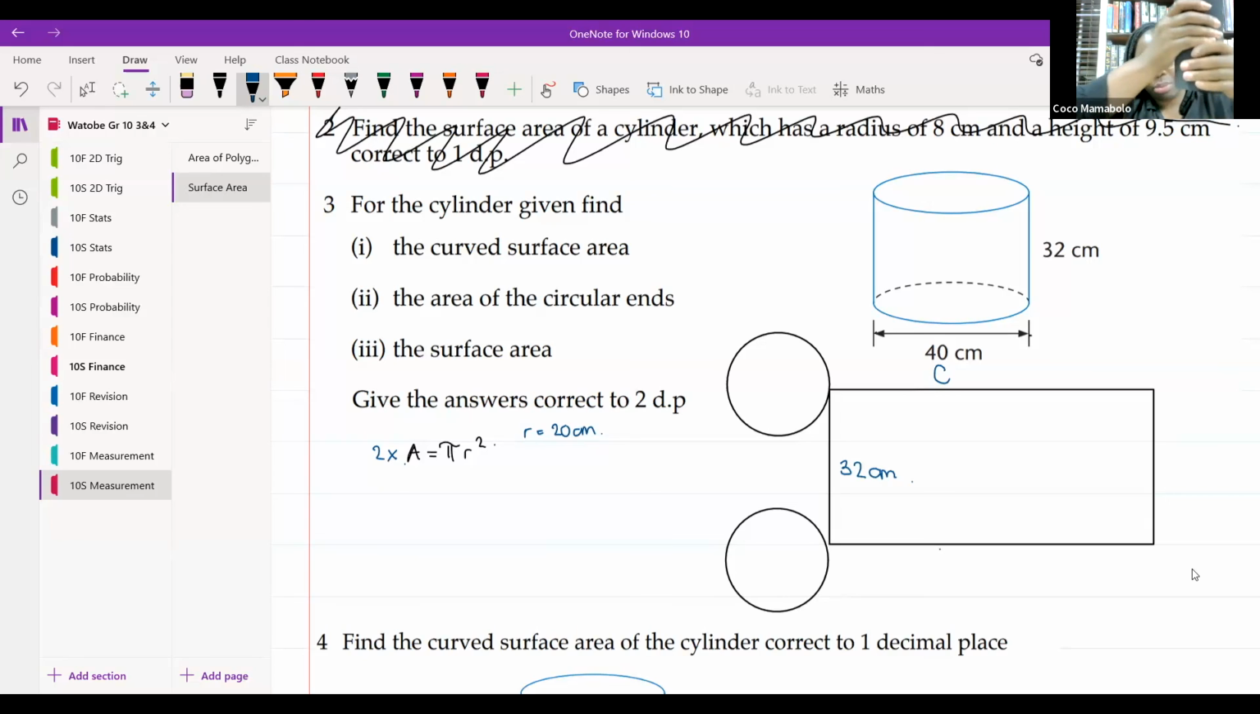Now, if I wanted to make this into a rectangle, I would unfold it this way. Now, let me fold it back. If I fold it back, that's what it looks like. Now, if I unfold it, it's a rectangle. So the length of my rectangle over here is going to be the distance all the way around my circle.